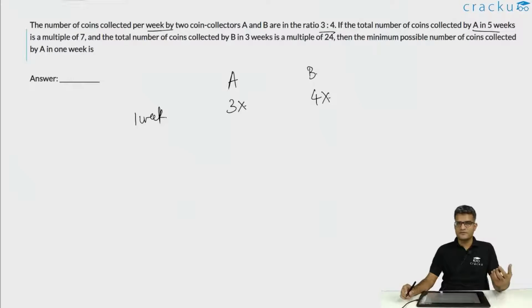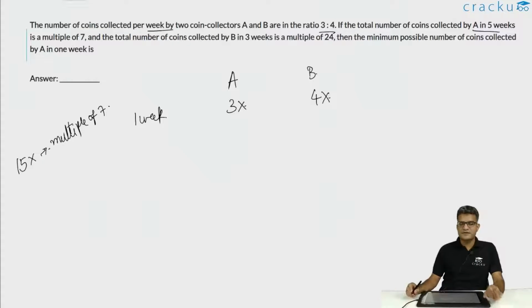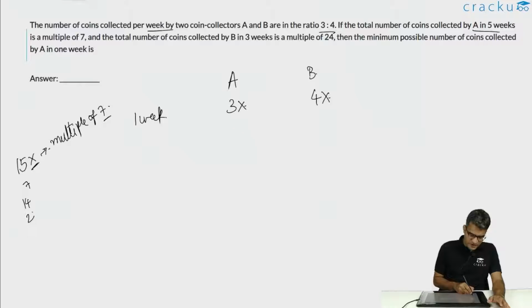So what is the total number of coins collected by A in 5 weeks? That will be 15x. So what we are told is that 15x is a multiple of 7. For this to happen, the only possibility is that x itself has to be a multiple of 7, because there is no common factor between 15 and 7. So if x is any number, say 1, 2, 3, 4 or 5 or 6, 15 into that number will not be a multiple of 7. For 15x to be a multiple of 7, x has to be either 7 or 14 or 21 or 28 or some number which is a multiple of 7.